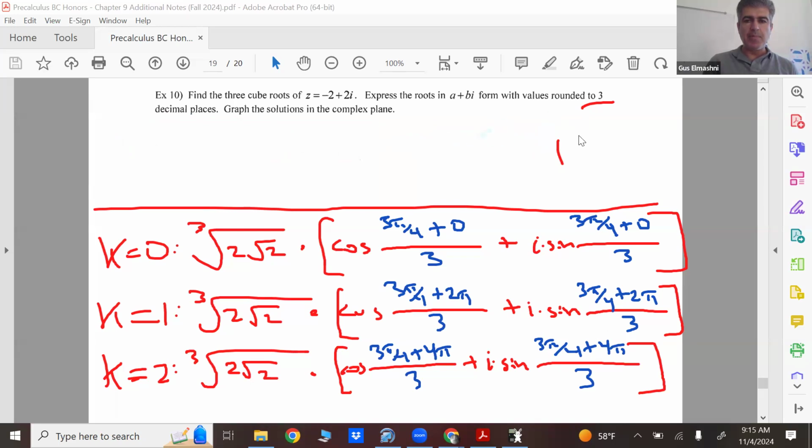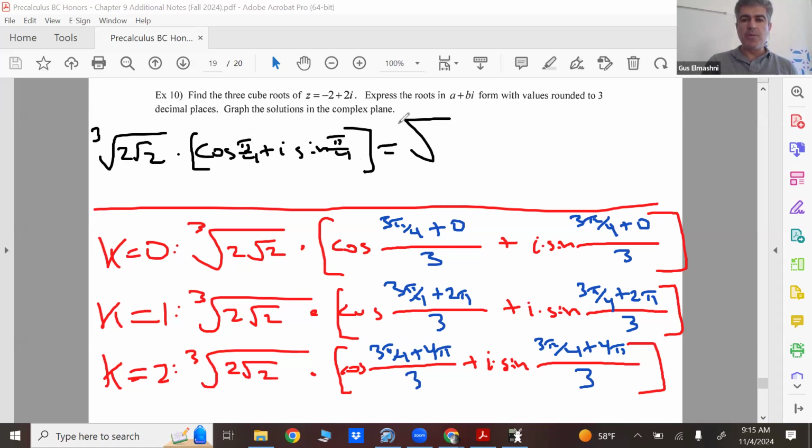What do you think my first root would be? So it's going to be, well, it's still not super easy. It's going to be the cube root of 2 root 2 times cosine of pi over 12. You're dividing by 3, not multiplying by 3. Yeah, gotta be careful. It's a common mistake that people will make.